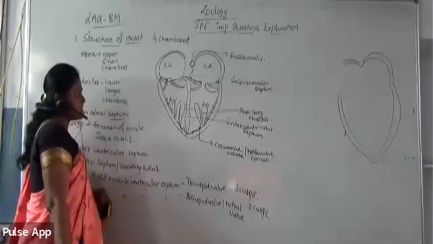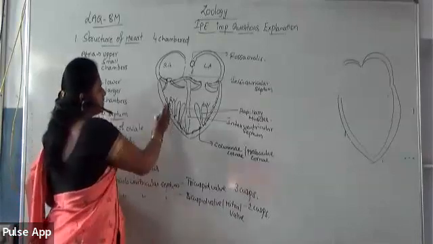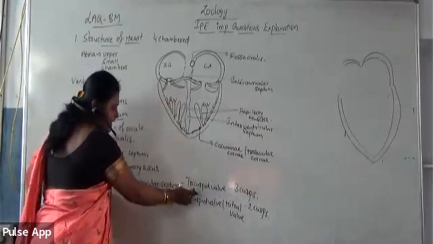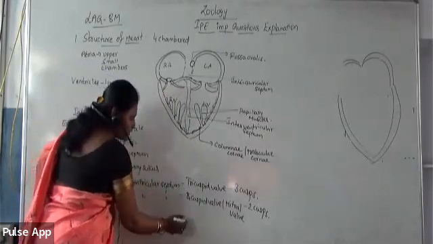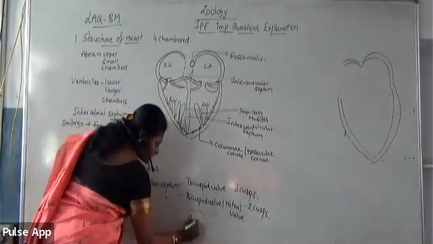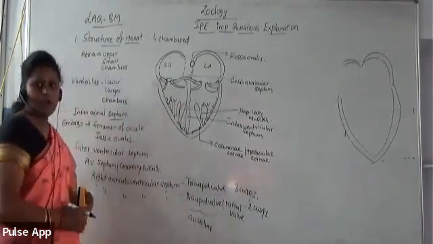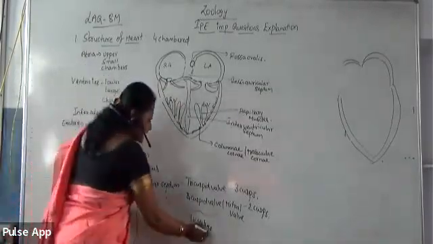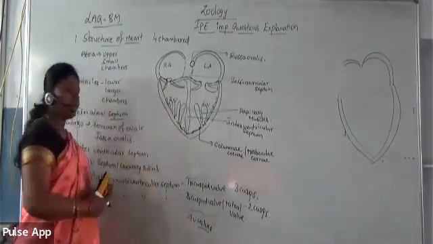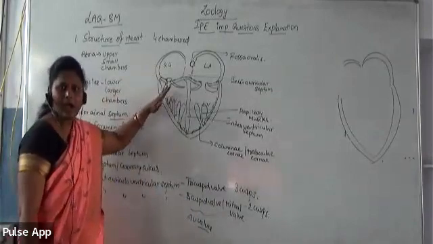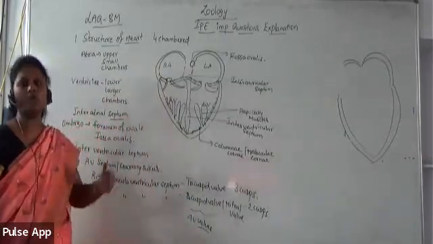And the AV valves. What are AV valves? The tricuspid valve and bicuspid valve together can be called AV valves, atrioventricular valves. Here, the meaning of a valve is that it allows blood to flow only in one direction and prevents the backward flow of blood.